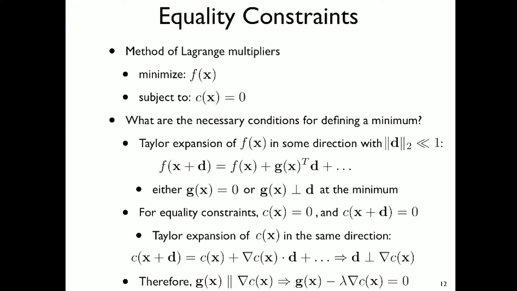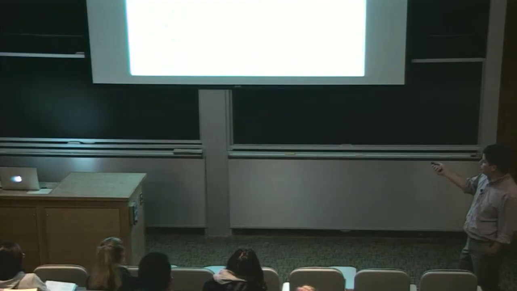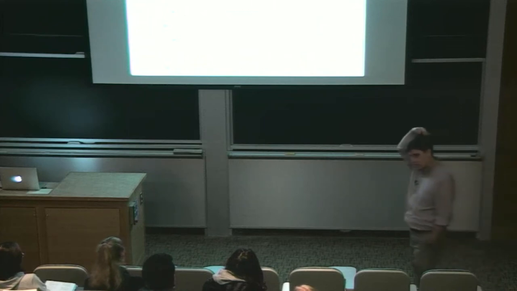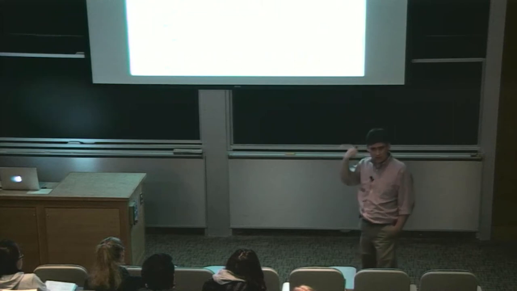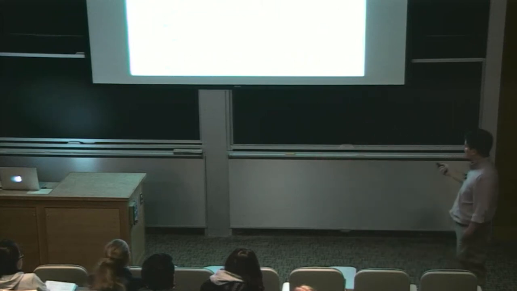And at a minimum, either the gradient is zero or the gradient is perpendicular to this direction d we moved in. Okay, we know that because this term will change the value of f of x. It'll either make it bigger or smaller depending on whether it's positive or negative. In either case, it'll say that this point x can't be a minimum, unless this term is exactly equal to zero in the limit that d becomes small. So either the gradient is zero or the gradient is orthogonal to this direction d we stepped in. And d was arbitrary, right? We just said take a step in a direction d. Okay.